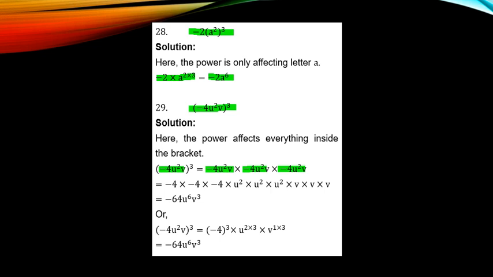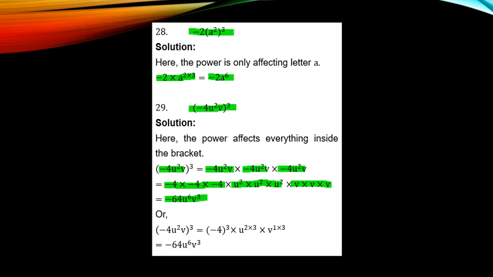You can bring like terms together, that is minus 4 times minus 4 times minus 4. Then you have u squared times u squared times u squared times v times v times v. Minus 4 times minus 4 times minus 4, that is minus 64. If you apply the law of indices on u squared times u squared times u squared, you add all the powers, you have u power of 6. V is to the power of 1. So when you add the 3, you have v cubed.